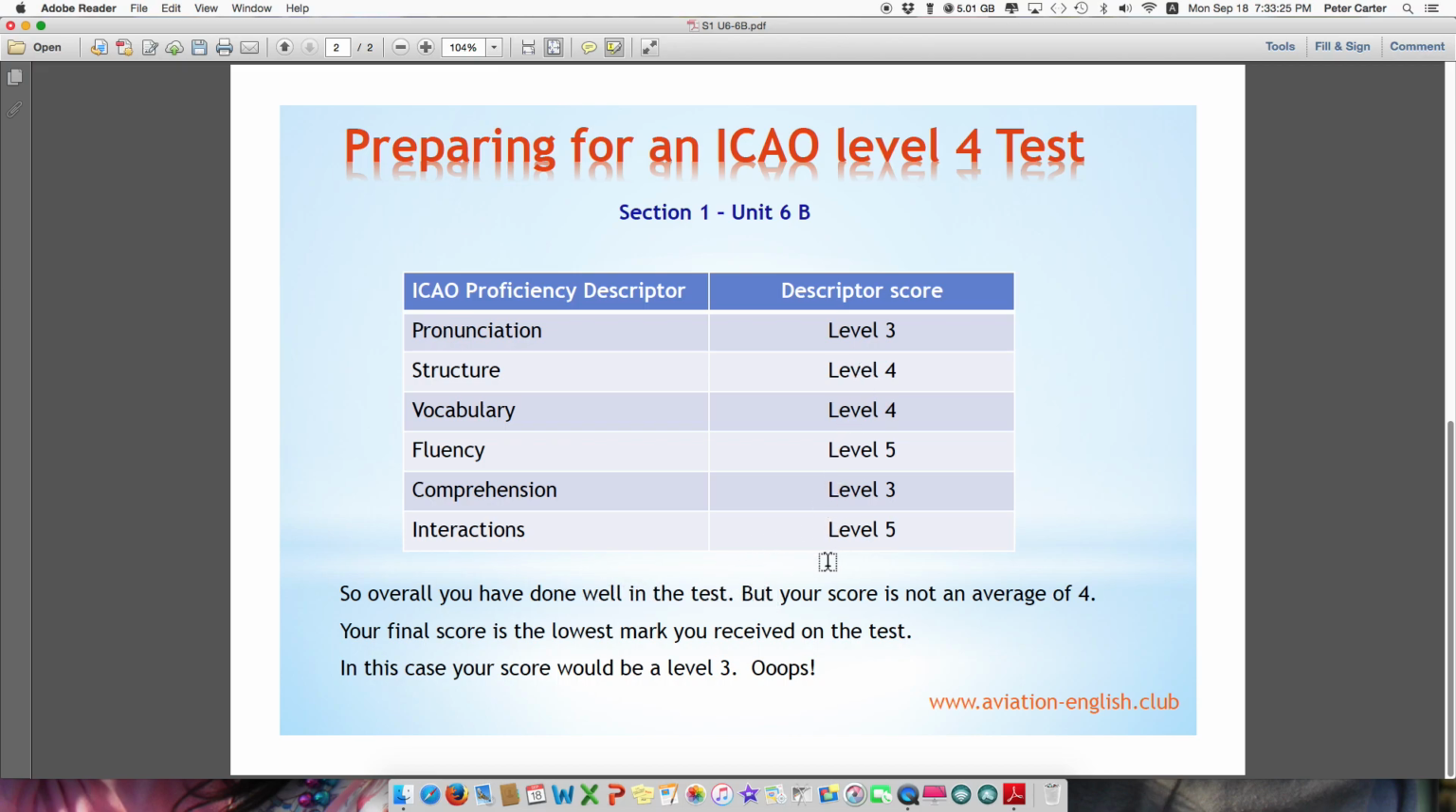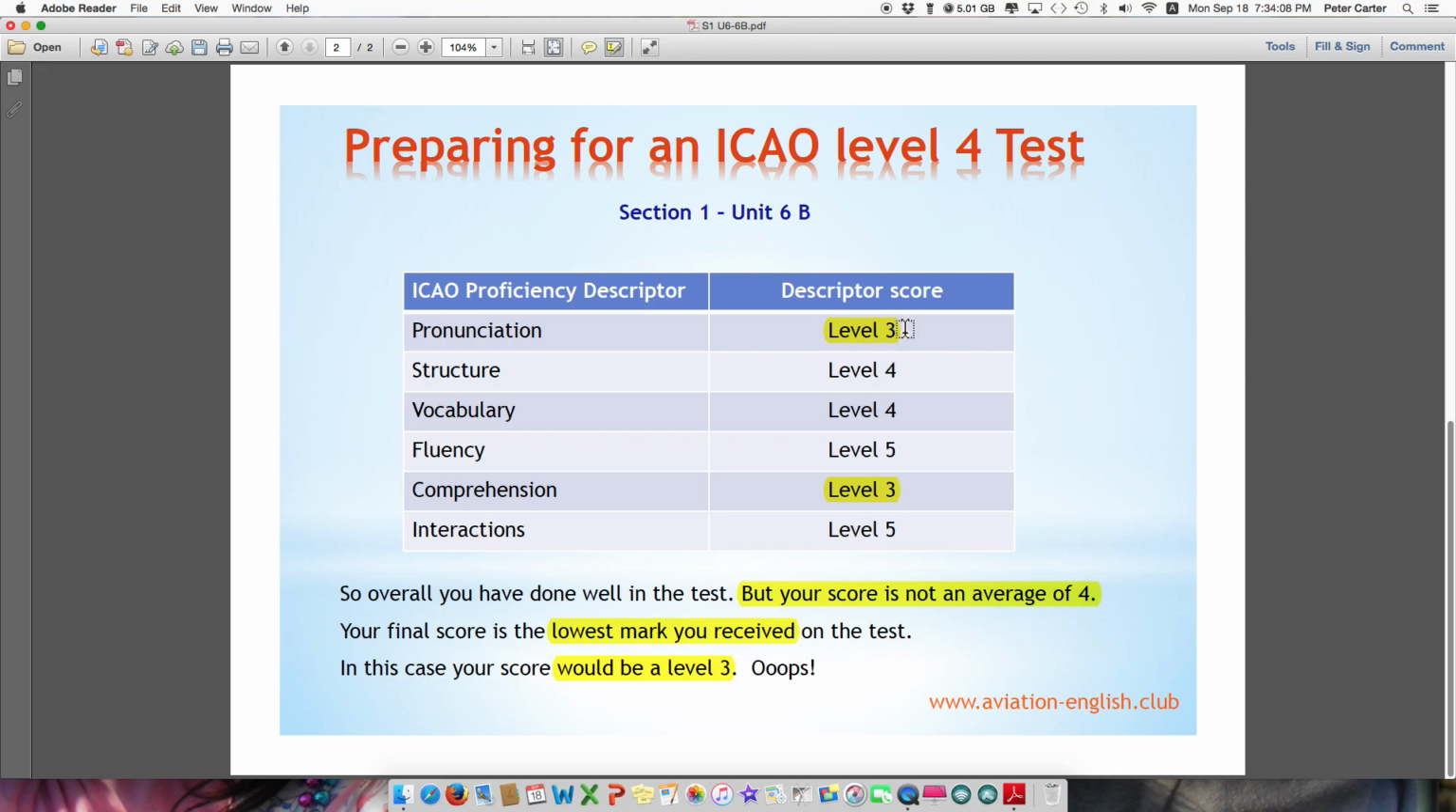You've got an average of 4. But your score is not an average of 4. This is not your final score. Your final score is the lowest mark you received on the test. In this case, the lowest mark you received was a level 3, twice. In this case, your score would be a level 3. Even though you got a 5 here and a 5 here, this is not your level. You are a level 3.